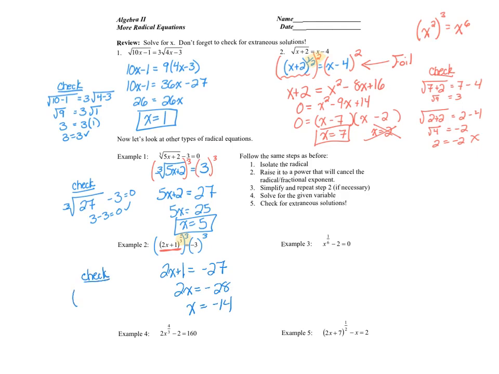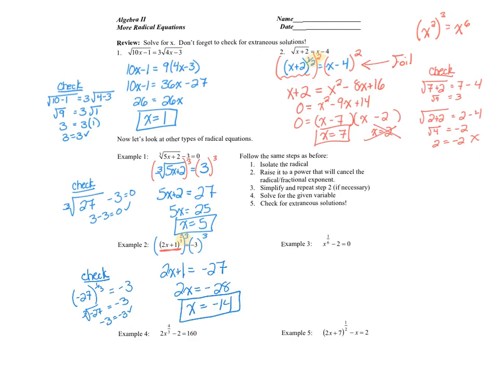When you check this, we're going to plug in 2 times negative 14, so that's negative 28, plus 1 is negative 27, to the 1/3 is equal to negative 3. You could use your calculator to help you with this if you're not really comfortable with fractional exponents on your own, but this is really just asking you to take the cubic root of negative 27. It means the same thing, which is negative 3. So negative 14 works.